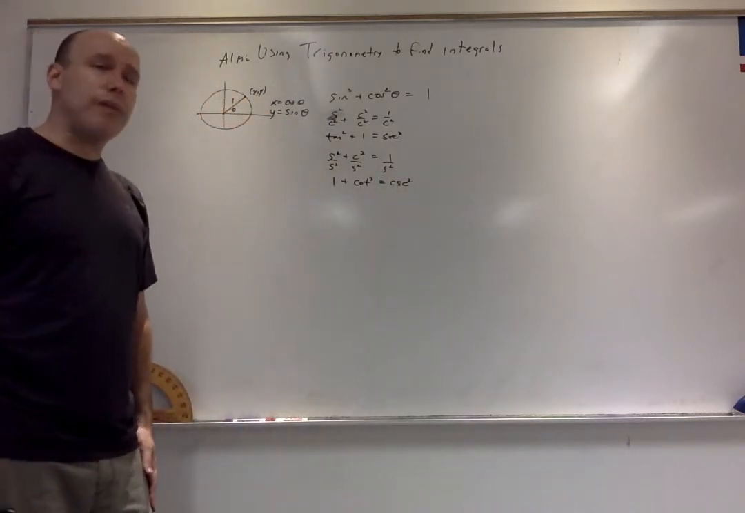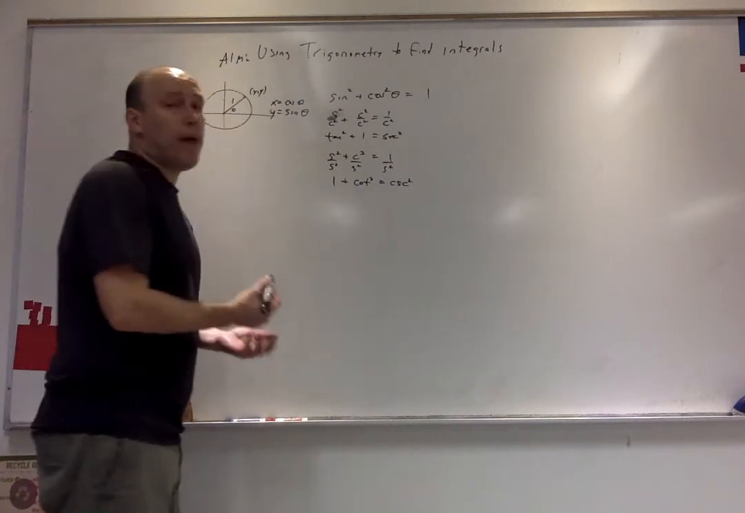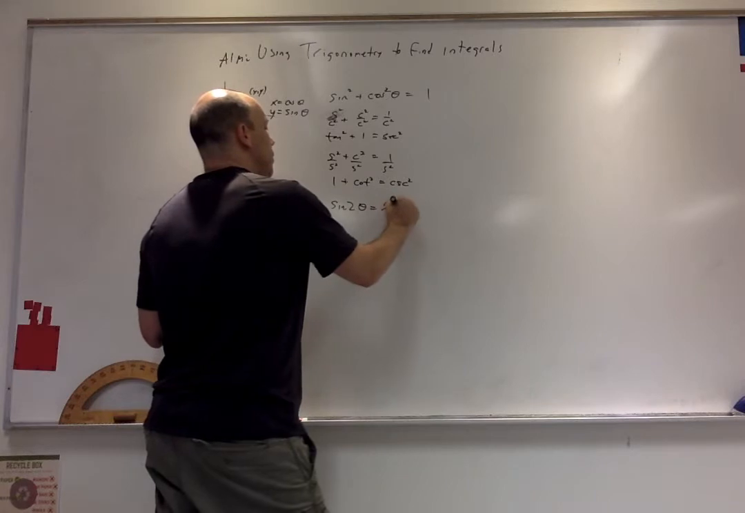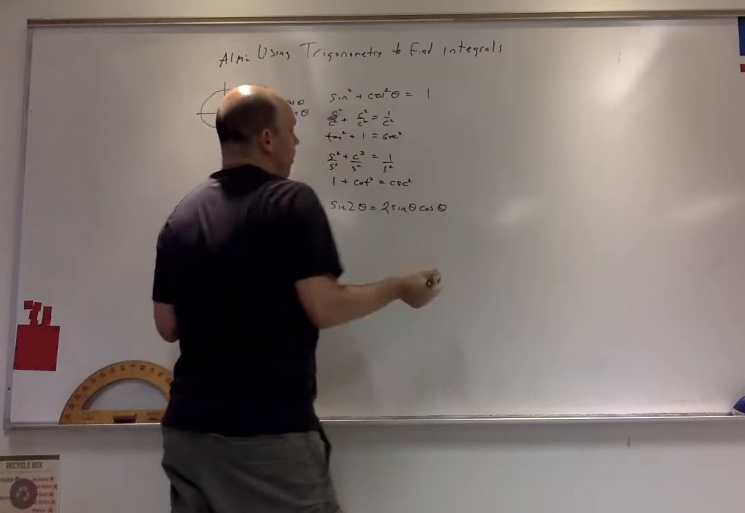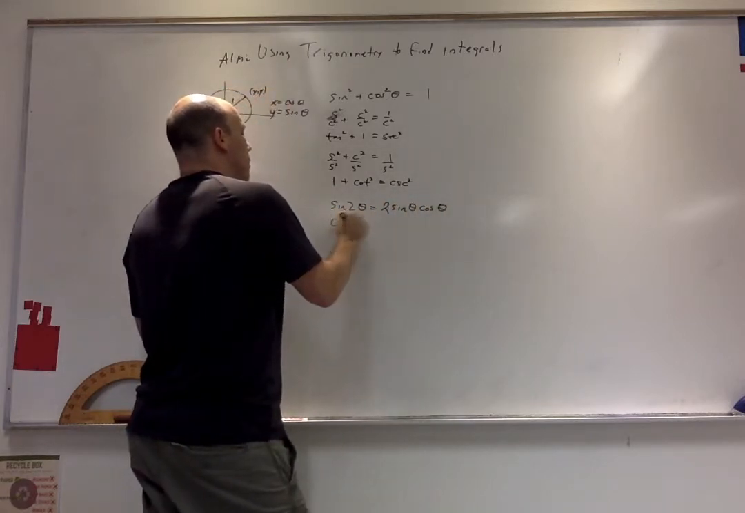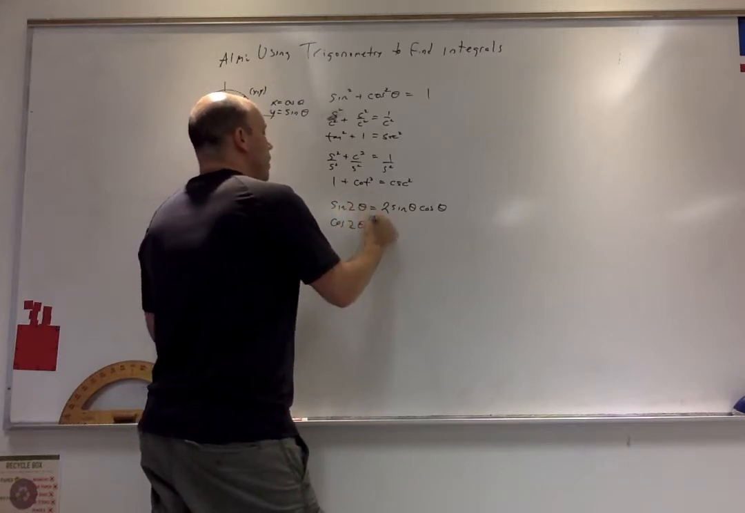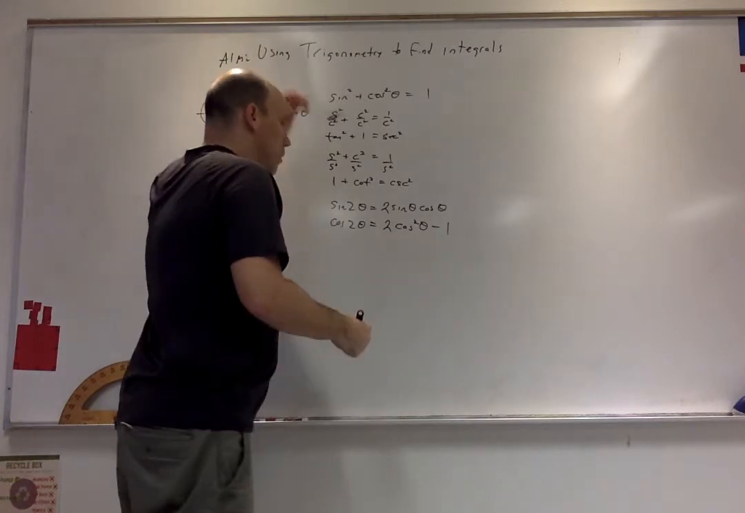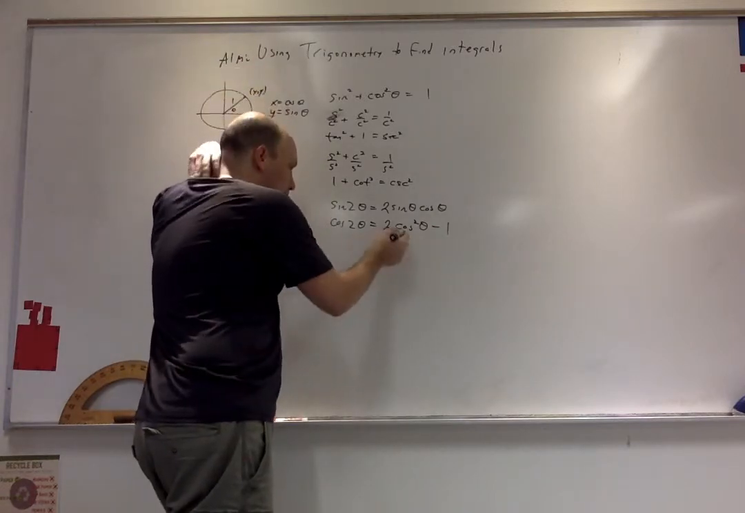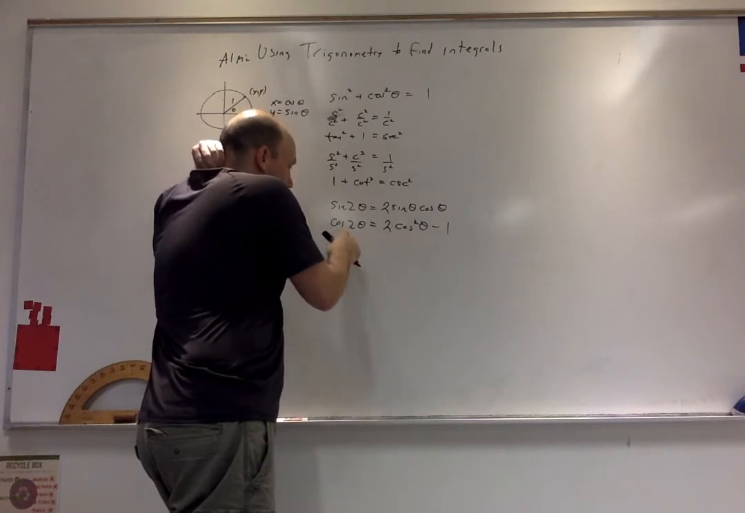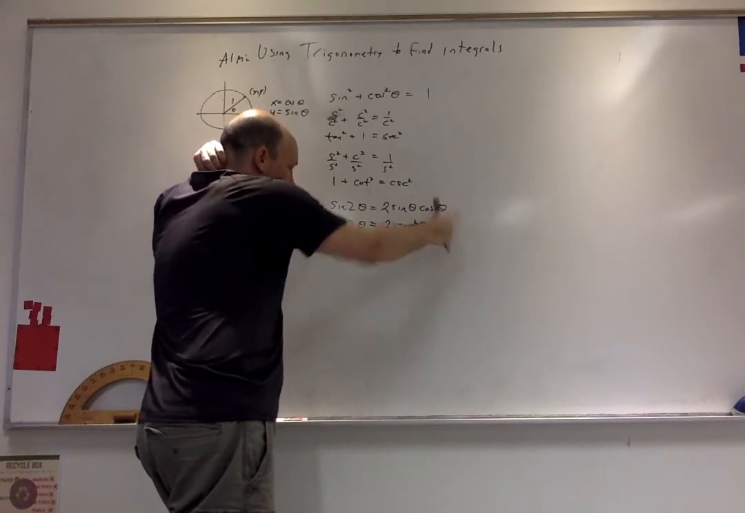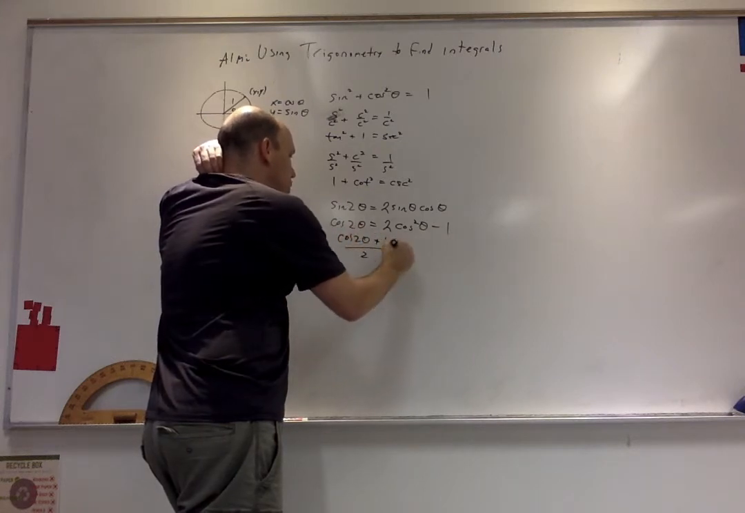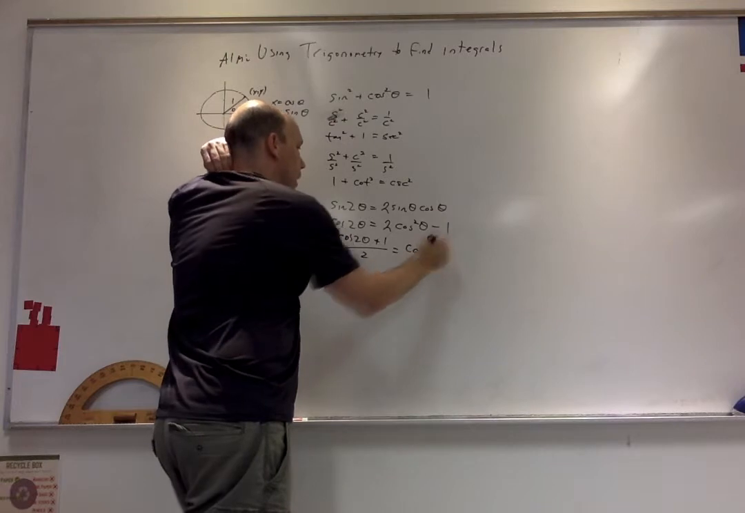The other thing we learned last year is the double angle formulas. You learned that sine of 2 theta is equal to 2 sine theta cosine theta. But more importantly, you learned last year that cosine of 2 theta is equal to 2 cosine squared theta minus 1. You also learned that, let's manipulate this right now. So, if cosine 2 theta equals 2 cosine squared minus 1, I could say that cosine 2 theta plus 1 divided by 2 is equal to cosine squared theta.